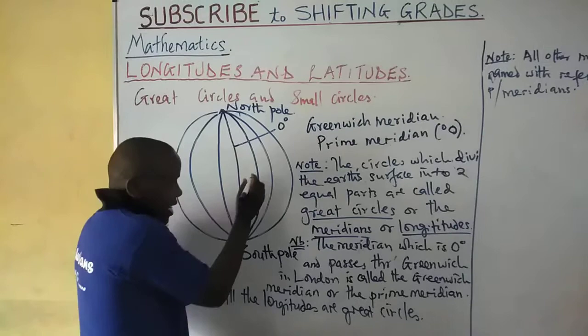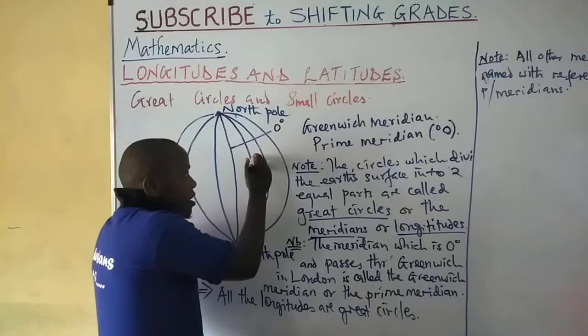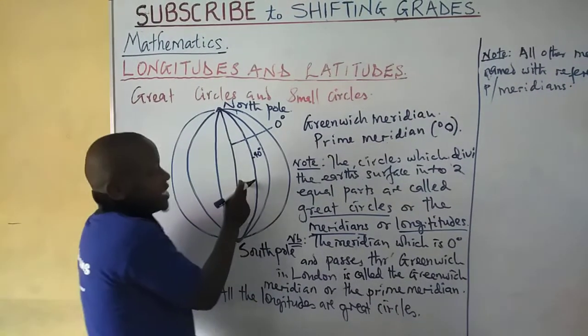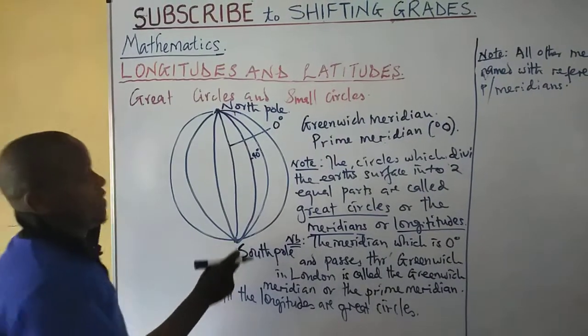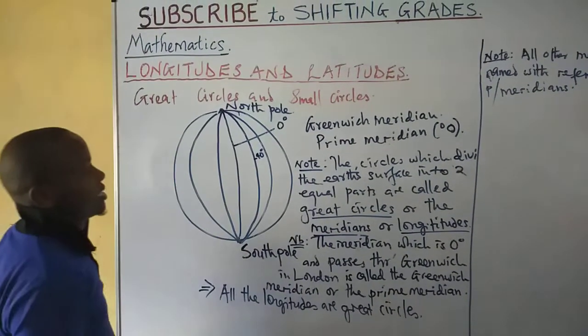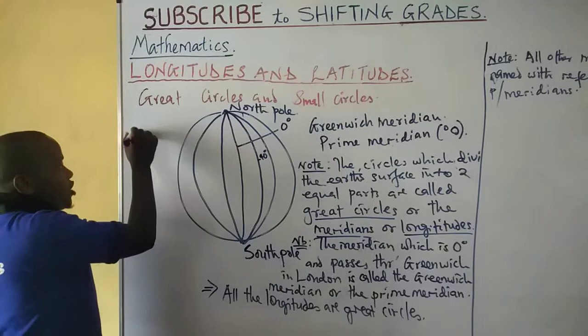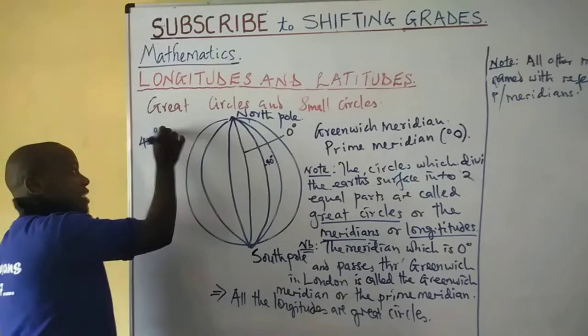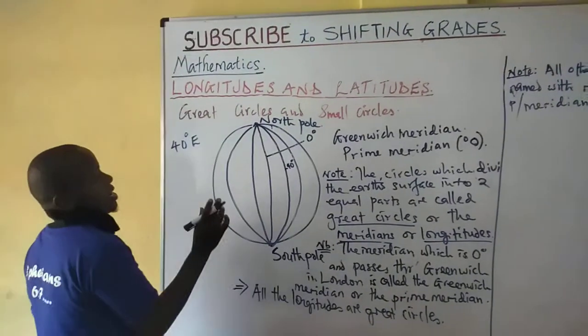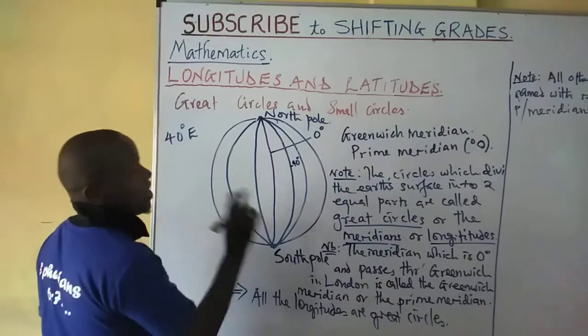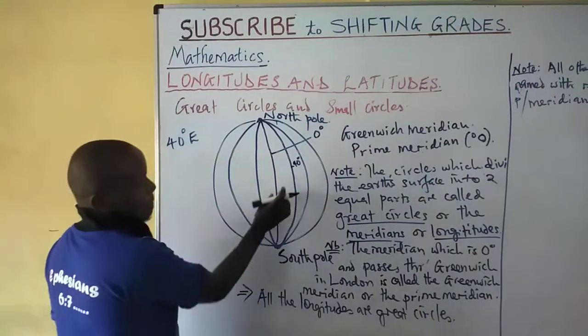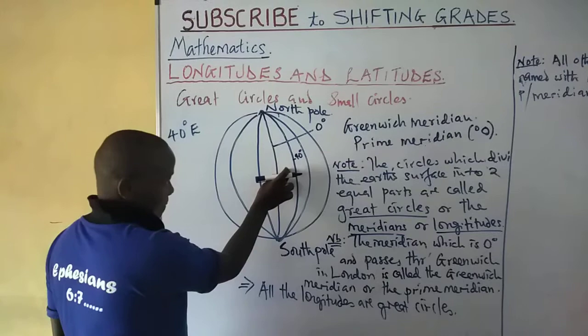For example, if we say this is 40 degrees, it is on the east side, and therefore we can say this longitude is 40 degrees east. So it is named with reference to the degrees it is from the 0 meridian.